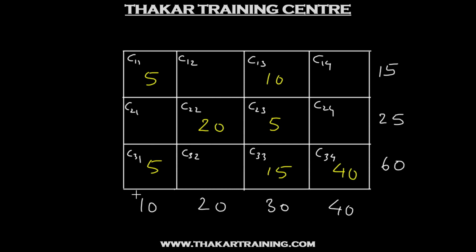Similarly, for the first destination, its requirement is 10 and we will be transporting 5 plus 5, that is 10 quantities, to the first destination. And you can check, for the second destination we have 20, for the third destination we have 30, that is 10 plus 5 plus 15, and for the fourth destination we have 40. So this solution in front of us is a feasible solution. I hope you understand what is meant by a feasible solution.